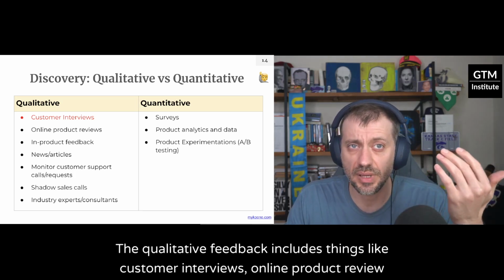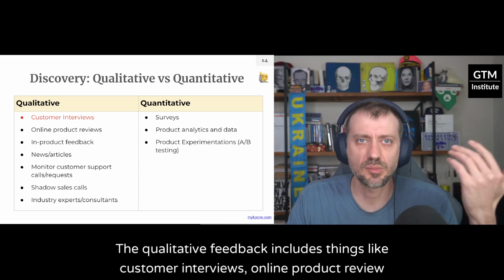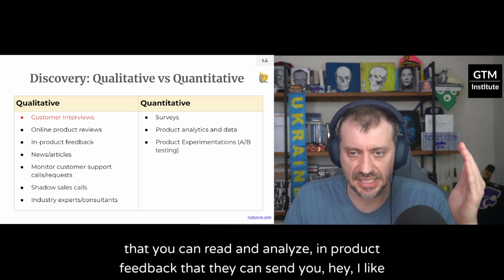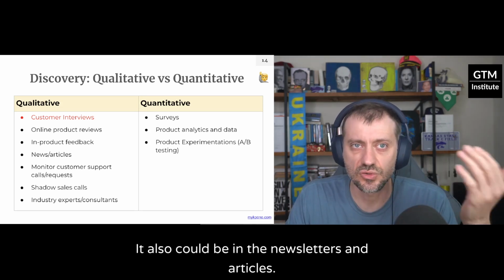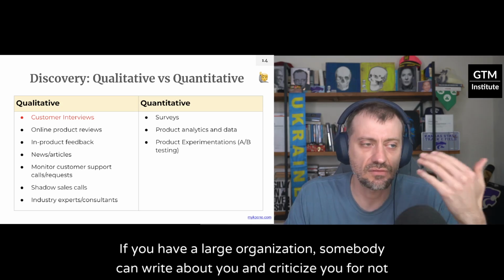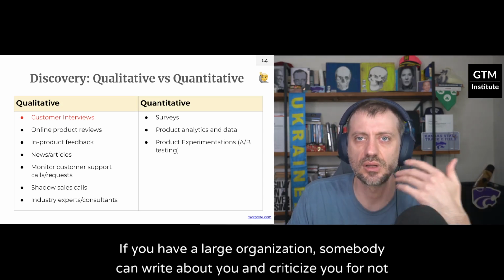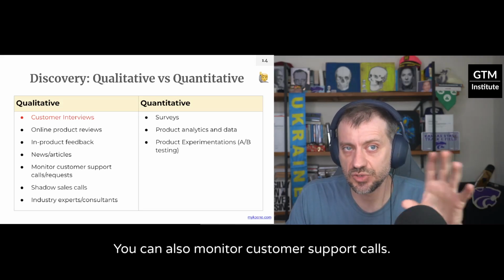The qualitative feedback includes things like customer interviews, online product reviews that you can read and analyze, and in-product feedback that they can send you, like, hey, I like this, I don't like that. It could also be in newsletters and articles. If you have a large organization, somebody can write about you and criticize you for providing value or whatever. You can also monitor customer support calls.